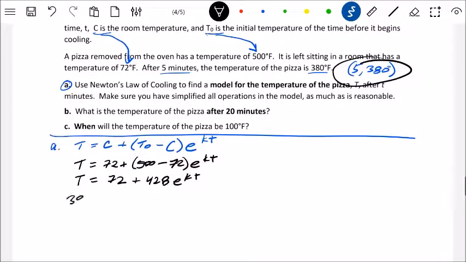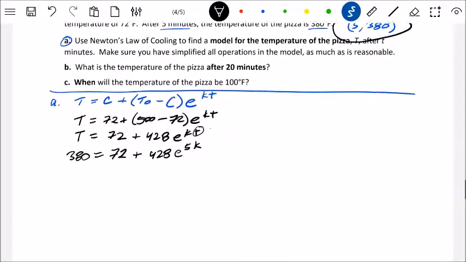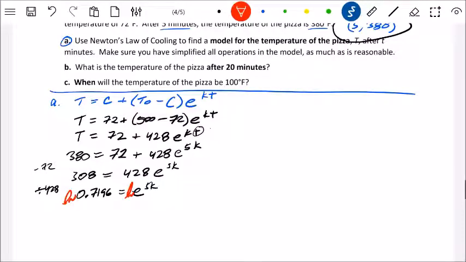So the temperature is 380 when the time is 5 minutes. 380 equals 72 plus 428 e to the 5k. So we subtract 72, and that gives us 308. Be careful of that 380 and 308. You can do it. 308 equals 428 e to the 5k. We're going to divide by the 428, and that gives us 0.7196 is equal to e to the 5k. Now we're going to do natural log on both sides.